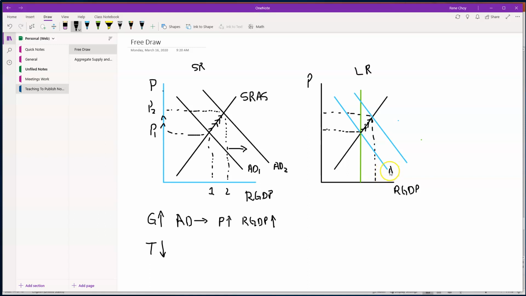So here we are. Aggregate demand 1 has now moved to aggregate demand 2. As a consequence of that, we have moved from equilibrium level 1 to equilibrium level 2. Now, this is only in the short run. The long run line does not move.